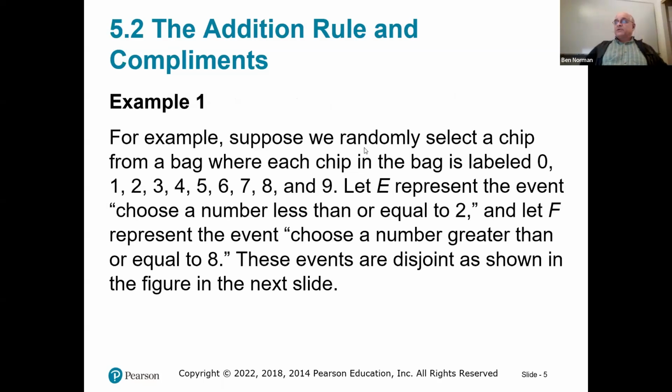For example, suppose we randomly selected a chip from a bag where each chip in the bag is labeled 0, 1, 2, 3, 4, 5, 6, 7, 8, and 9. Let E represent the event: choose a number less than or equal to 2. Let F represent the event: choose a number greater than or equal to 8. These events are disjoint, as shown in the figure on the next slide.